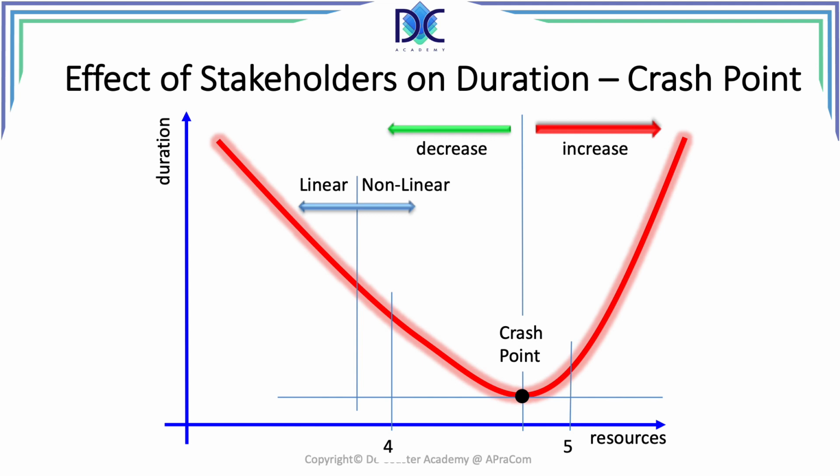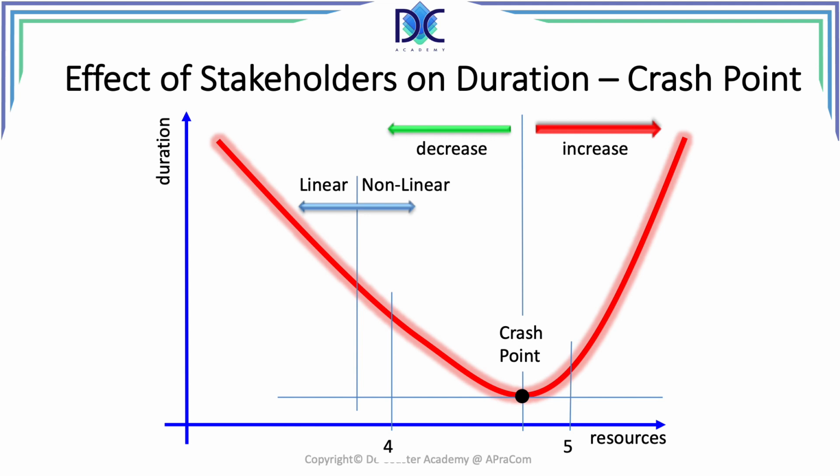When we add more people there, we increase the duration. People are disturbing each other. So it's very important to try to stay to the left-hand side of the crash point. Although in this case, with 4 or 5 people, when we have 4 people and we add a 5th person, we still see a reduction of the duration. Nevertheless, the efficiency is a lot less, which means that the cost of the activity will increase.